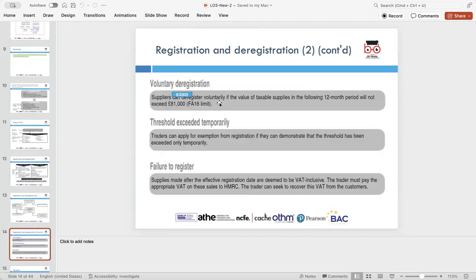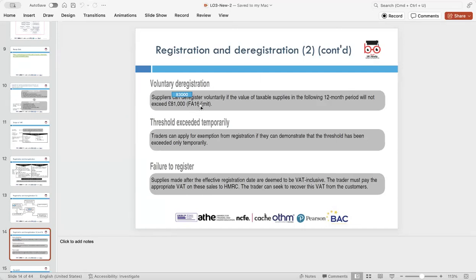Registration, voluntary deregistration, and failure to register. So once a business is registered for VAT, there may come a time when it decides to voluntarily deregister. This could be because the value of taxable supplies in the following 12-month period is not expected to exceed £81,000, as per the Finance Act 2016.